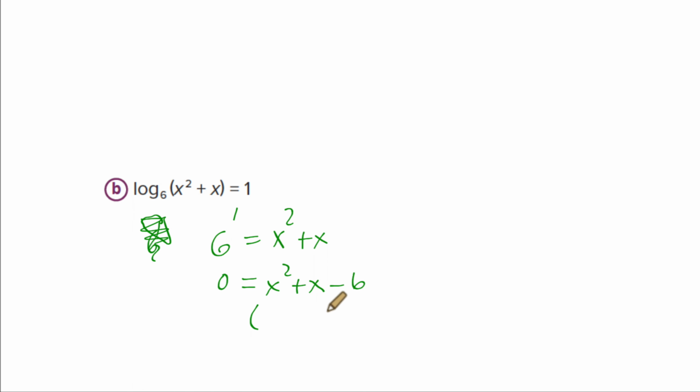So this factors into, what do we got? It's got to multiply to a negative 6. So we're probably going to use a 3 and a 2, right? And then it's got to be a positive on the inside, so it's going to be x plus 3, x minus 2. This is going to give us x equals negative 3 and x equals 2. And again, we got to check it to make sure this doesn't end up negative.